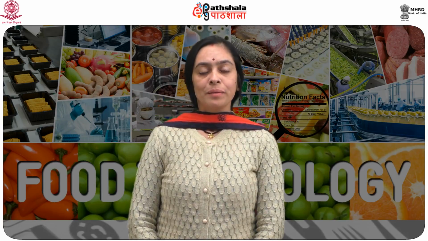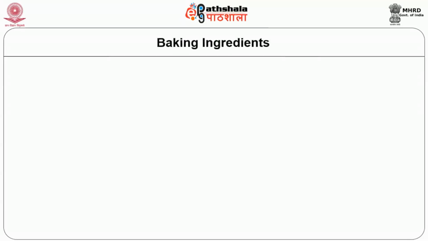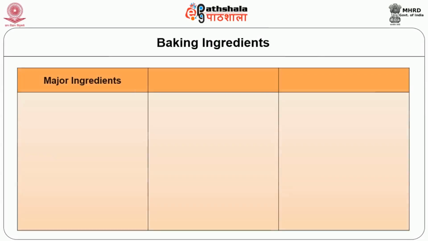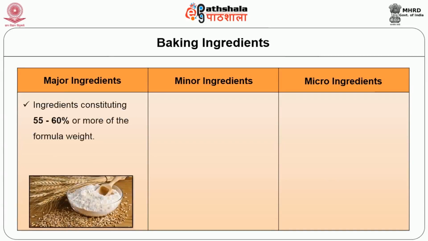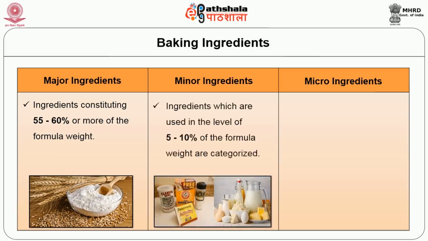water in baking. The different baking ingredients can be categorized as major, minor and micro ingredients depending on the level of usage in formulations. The major ingredients constitute 55 to 60% or more of the formula weight, and wheat flour is the major ingredient. Those ingredients which are used at the level of 5 to 10% of the formula weight are categorized as minor ingredients, and leavening agents, dairy products, starches and egg are the minor ingredients of the baked products.